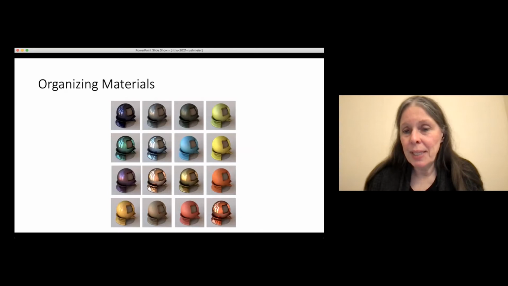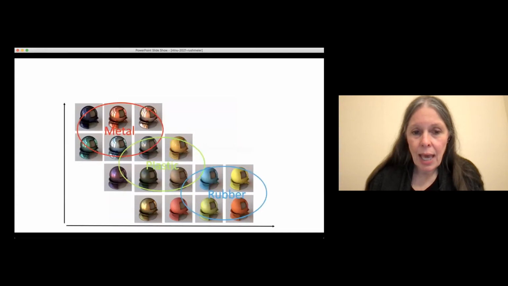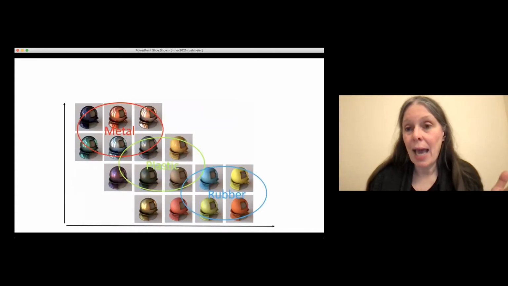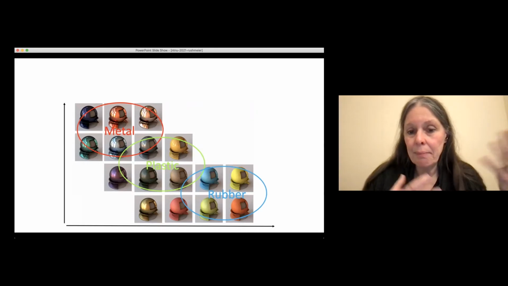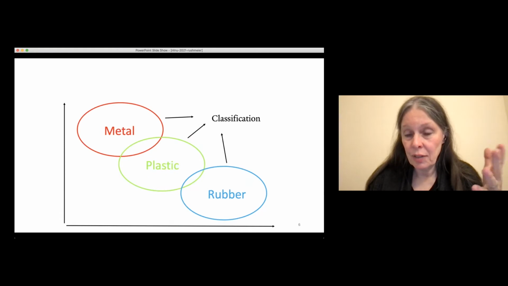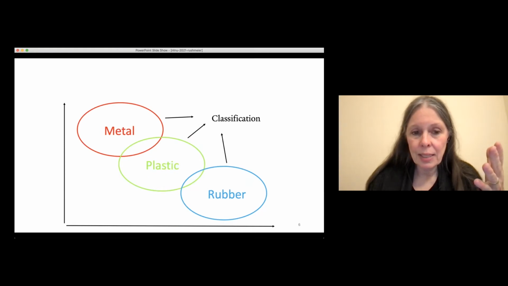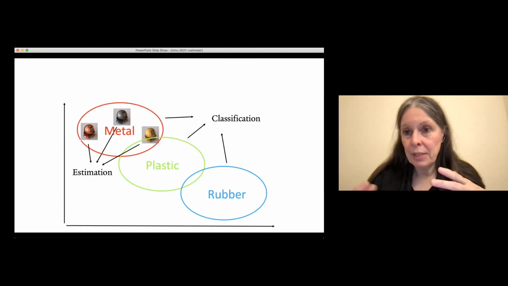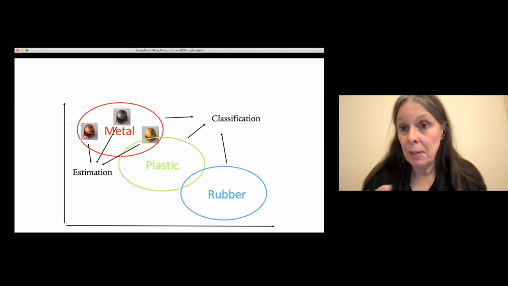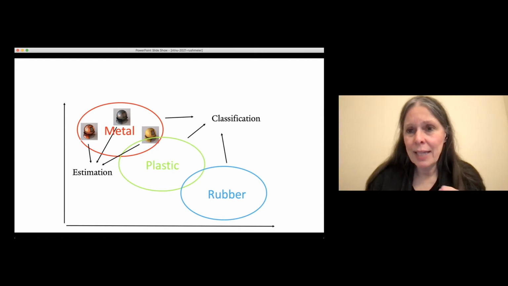So navigating means we need to have our materials organized in some logical fashion. And one way to organize things is by class. We recognize that metal, plastics, rubbers, these are different classes of materials. And then we have a classification of the material. And then within the classes, we want to estimate the parameters that make that particular member of the class unique. And so that's the basic approach we're taking along many lines of research, is classification and then estimation.